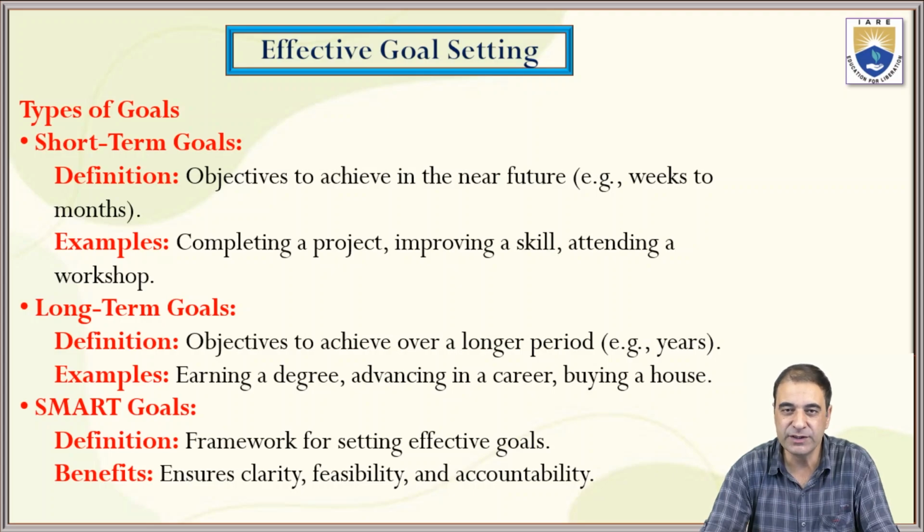And that too within a short period of time. As I told you, completing a project or attending a workshop, this is a short-term goal. And then we have the next one, that's the long-term goal. Here the objective is to achieve over a long period of time. It can be years. For example, earning a degree, advancing in a career, buying a house, these are the long-term goals.